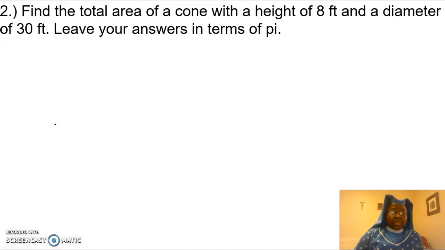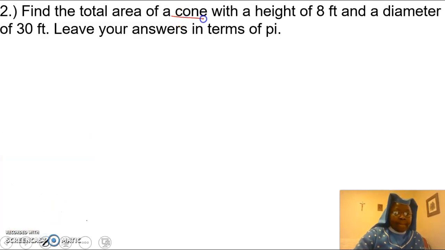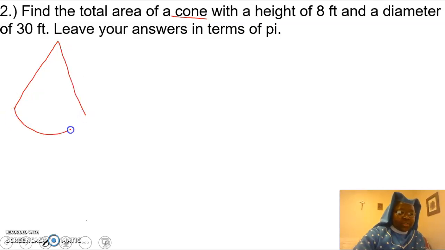Alright, next one. This is a cone. Okay, let's draw one. A cone is kind of easy to draw. Let's just make a V, like an ice cream cone, and then the invisible part. And we are given the height. So this is the height, which should go from the vertex down to the center. That's the height, which is 8 feet.